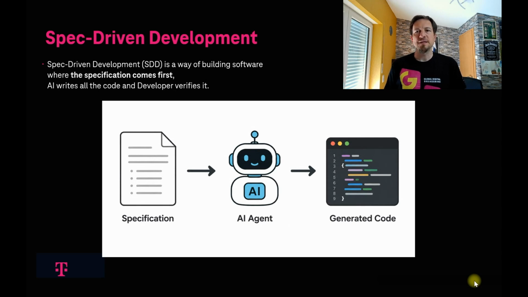Spec-Driven Development is about writing first the specification, using an AI to write all the code, and afterwards verify the results. In this video, I will share with you this approach by using the tool Spec-Kit of GitHub in combination with GitHub Copilot.